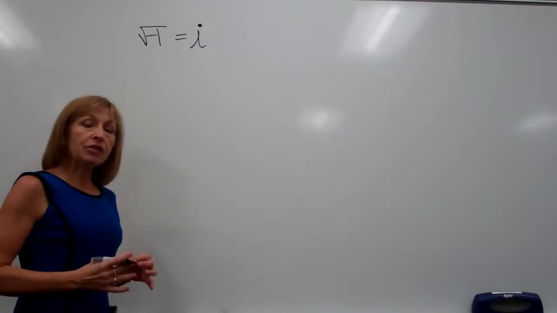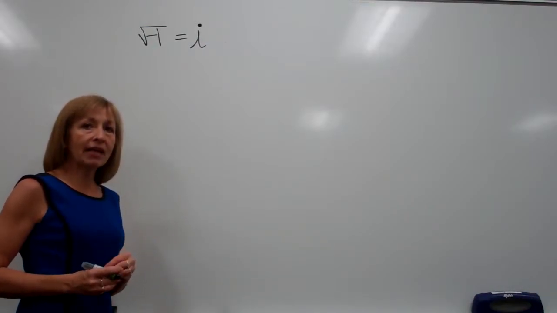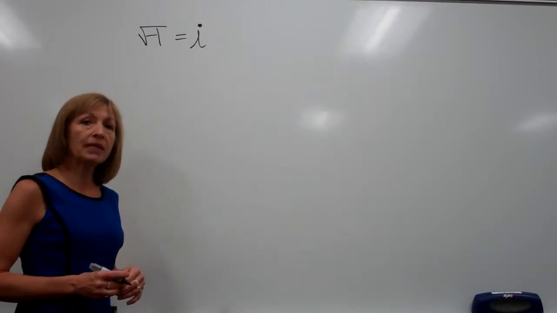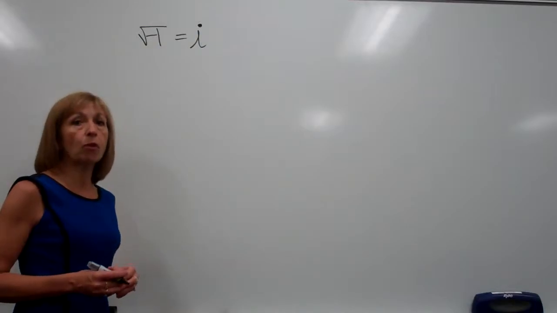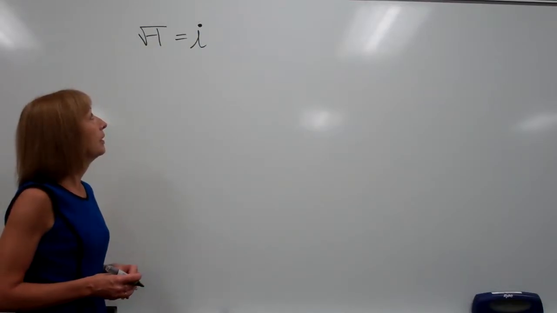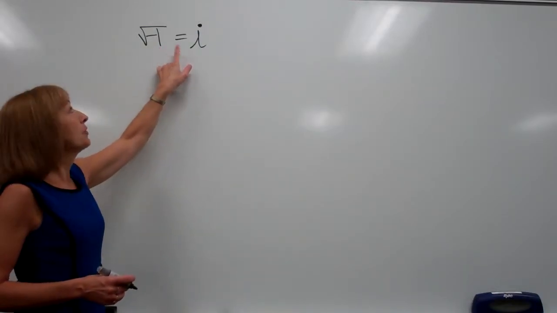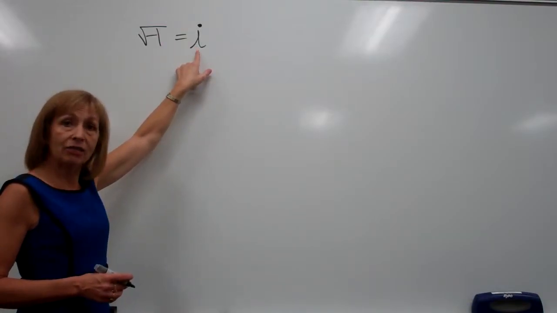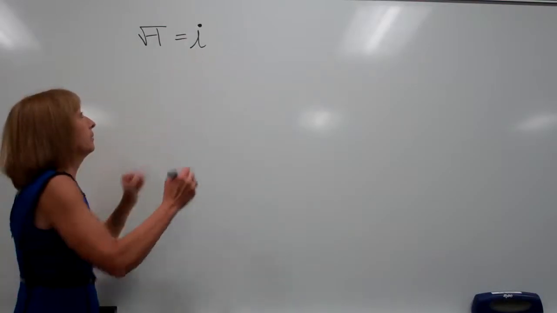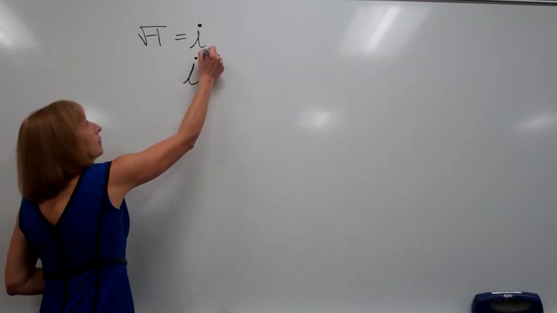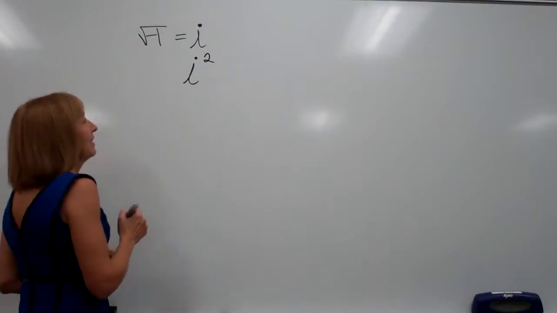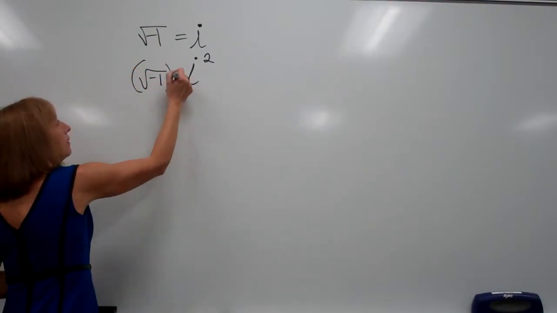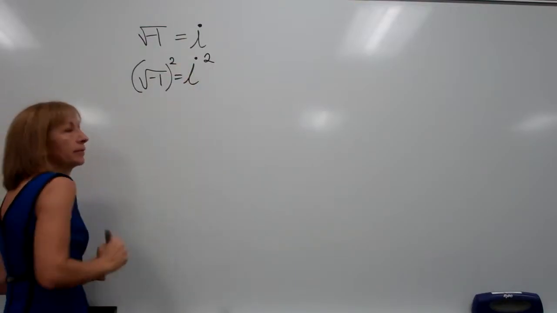And actually, we need to make sure that we have defined values of our powers of i so that when we do our work, we get a unique answer for multiplication problems. Well, if I were to raise both sides of this equation to the second power, I'd have i squared on the right-hand side. And on the left-hand side, we would be looking at the square root of -1 raised to the second power.